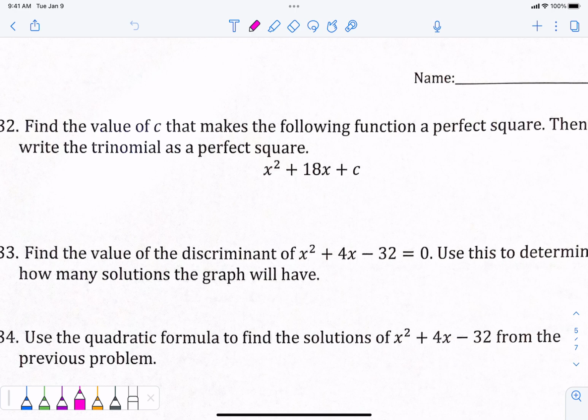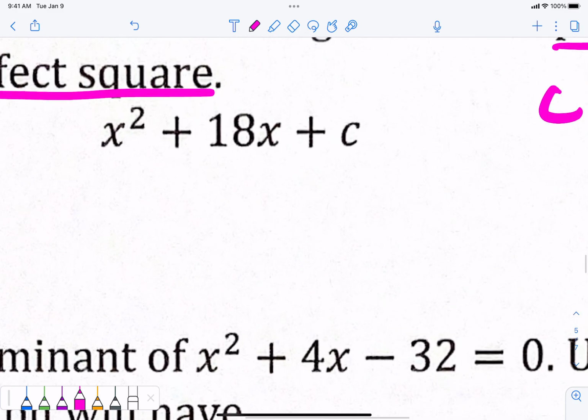32. There are two things we have to do on 32, so make sure you answer both parts of the question. Find the value of C that makes this expression a perfect square, and then write the trinomial as a perfect square. This is kind of like what we do when we complete the square. We're trying to figure out what that C value is.